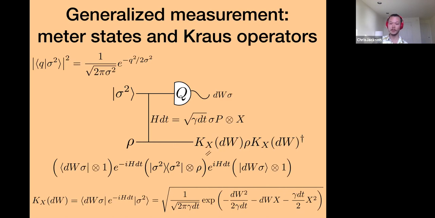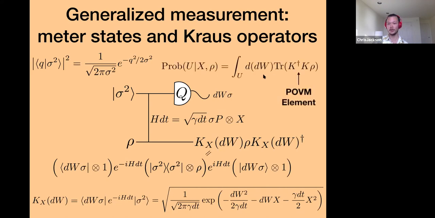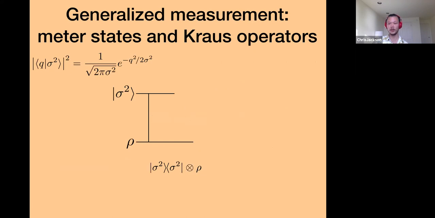Okay. All right. Now, once we have these Kraus operators, then over the set of outcomes that you could get in the meter state, you have a so-called POVM. So for every outcome dW, there is this action on rho, and the trace of this is in fact the probability that that would have happened.